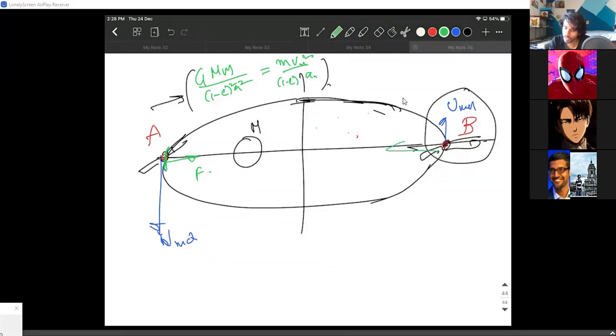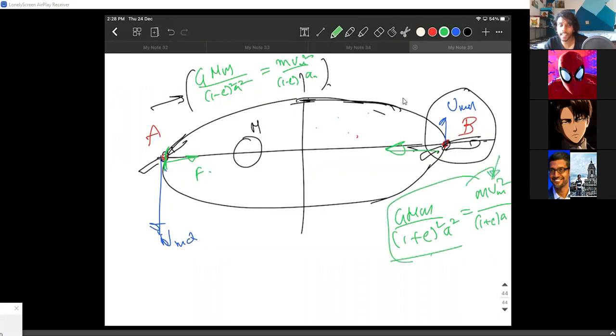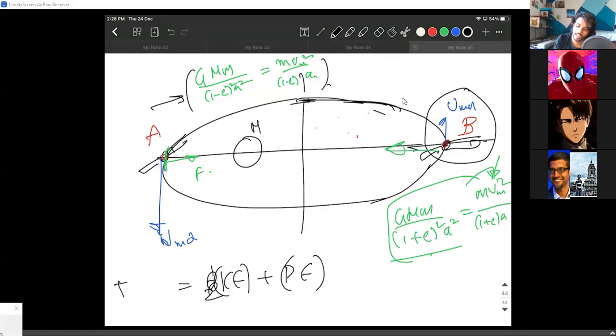Here also I can write the force of gravitation, which is GMm by (1 plus e) whole square a square, equals mv minimum square by (1 plus e) into a, that is mv square by r. If only I can use this and get something out of it. Can I get V max or V min? If I can get that, once I have V max and V min, if I put that in terms of kinetic energy and potential energy, can I get a total energy term? That is the question. Okay, guys, are you going to try that? Not right now, but if you're going to try that, I can move on to the next topic.